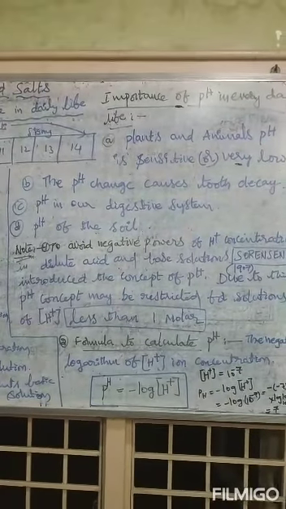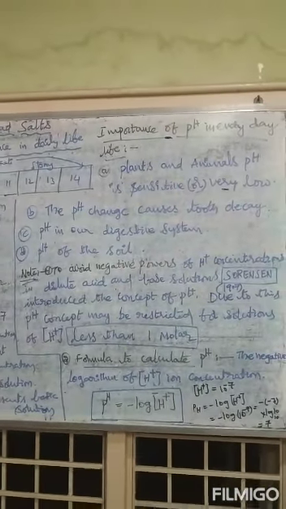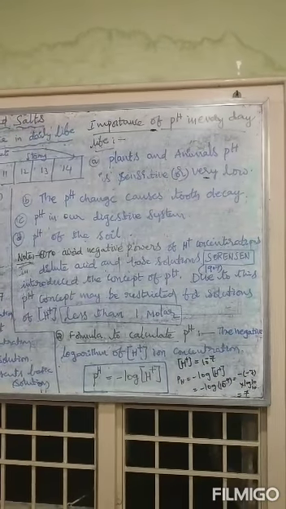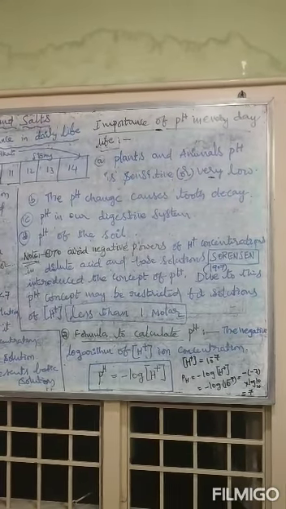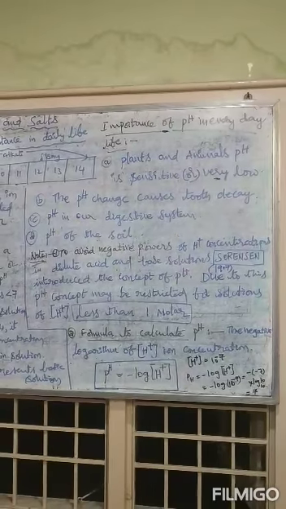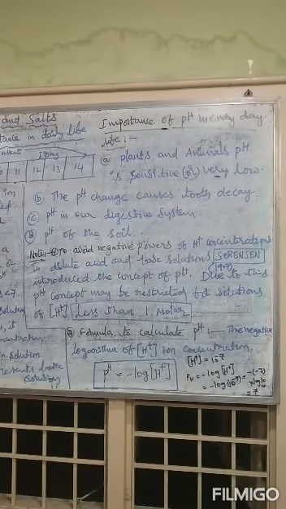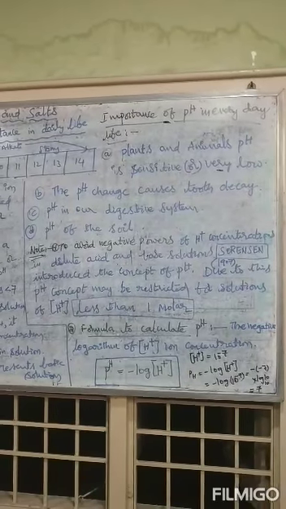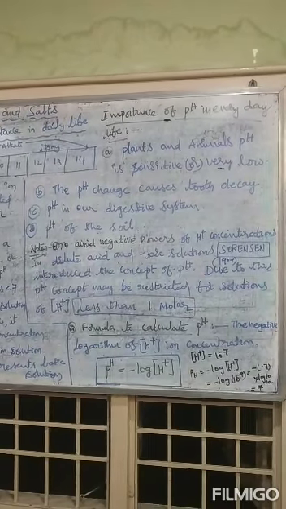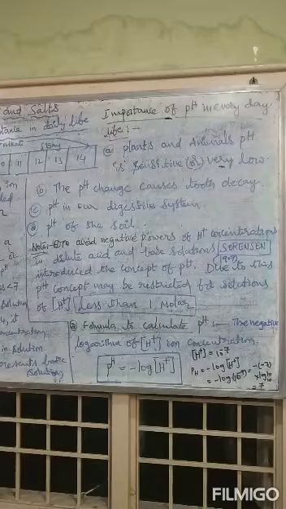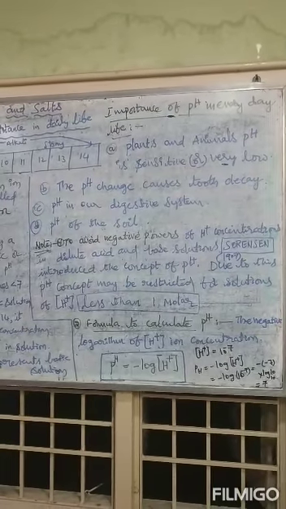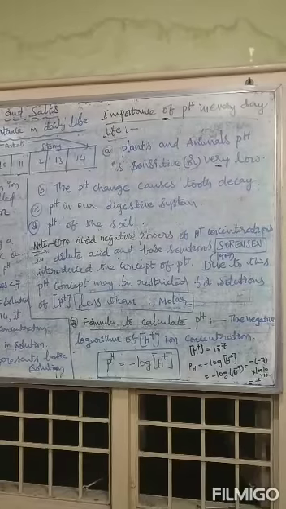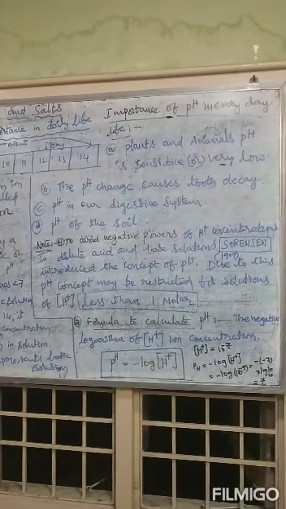Point number 2. The pH change causes tooth decay. Tooth decay starts when the pH of the mouth is lower than 5.5. The tooth enamel, made up of calcium phosphate, is the hardest substance in the body. It does not dissolve in water, but is corroded when the pH of the mouth is below 5.5. Bacteria present in the mouth produce acids by degradation of sugar and food particles remaining in the mouth.